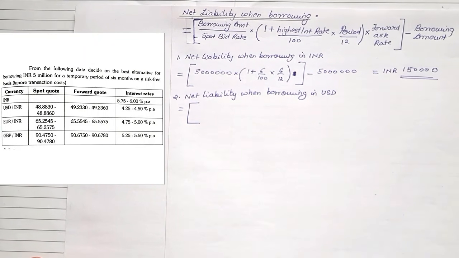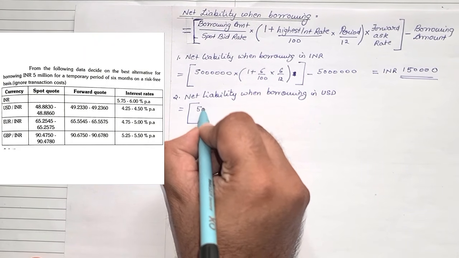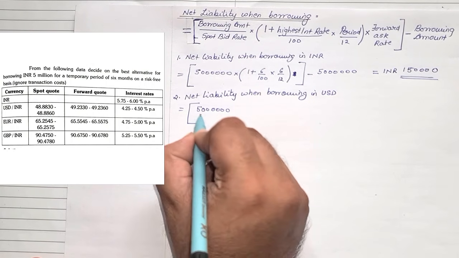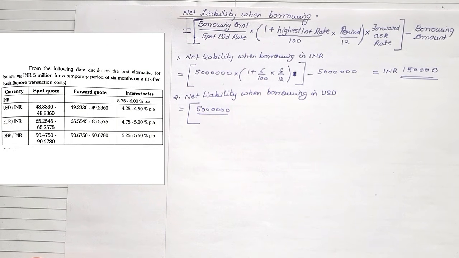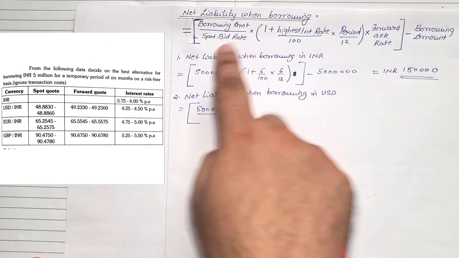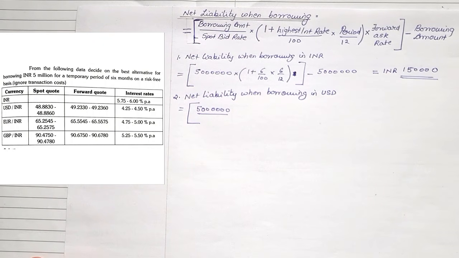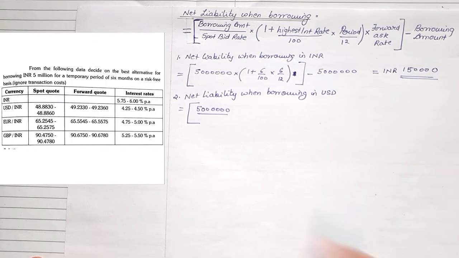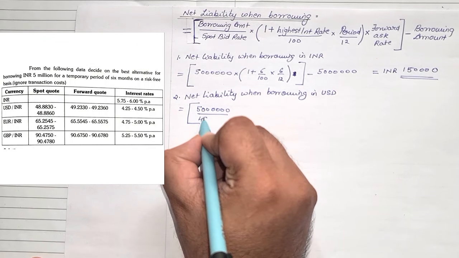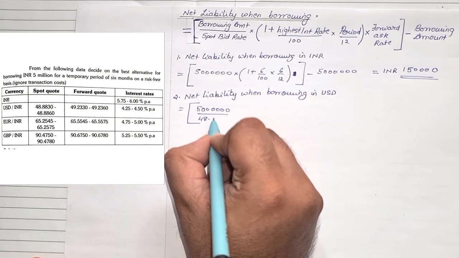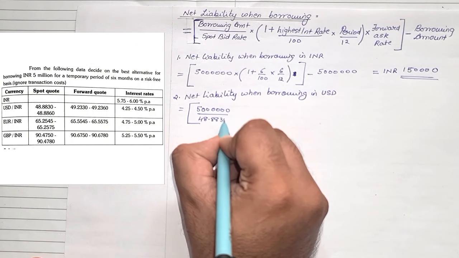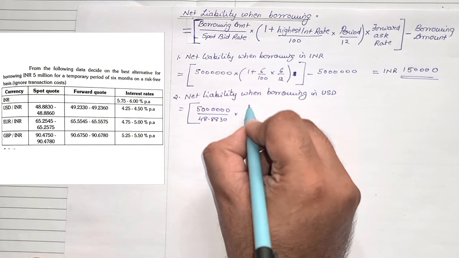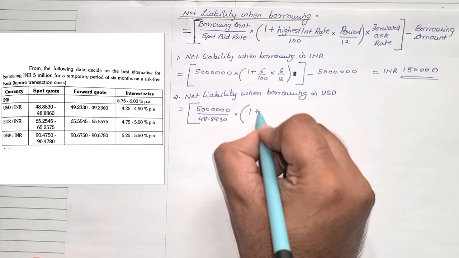So borrowed amount, now borrowing amount is 50 lakhs upon, now this is very important, we have to take the spot bid rate. Now spot may be a bid and ask, so we'll have to take the bid rate, which is the first value, so that will be 48.8830 into 1 plus highest interest rate.